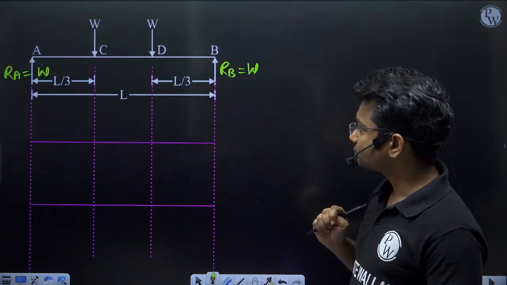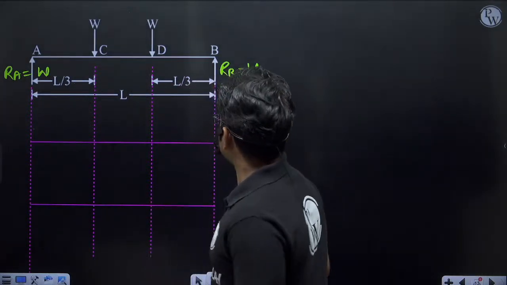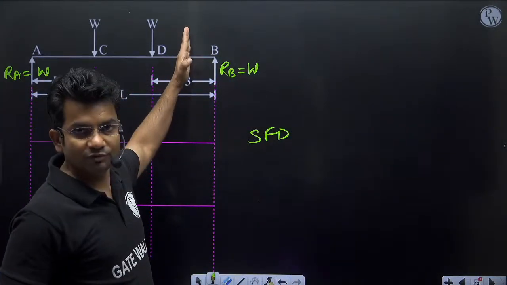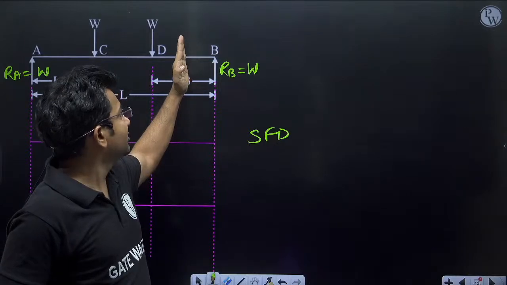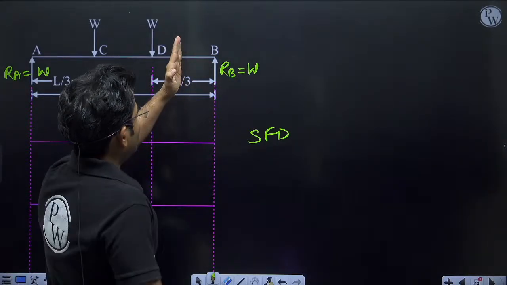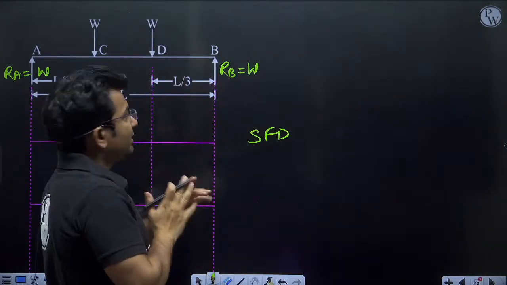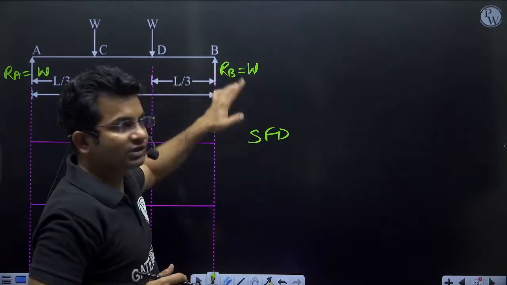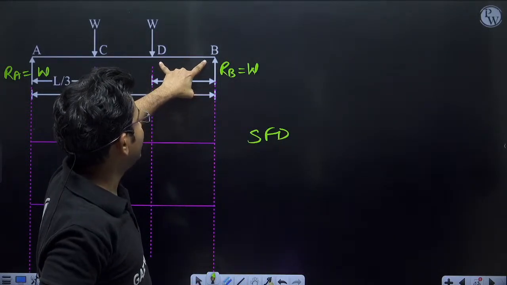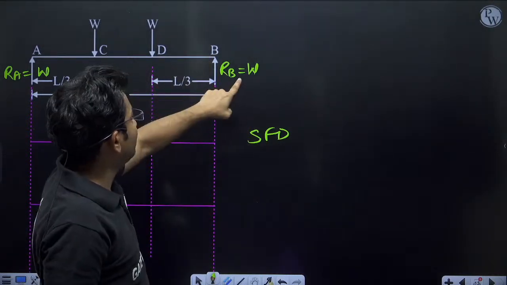Now if I want to find out the shear force diagram, if I take here at this location, what is the value of shear force? So shear force will be summation of all the forces to the right side of the section. Okay, so towards the right side of the section I am getting W. Now that means in this portion, in this entire portion, shear force will be constant. Now when shear force is constant in this entire region, and the value is W.